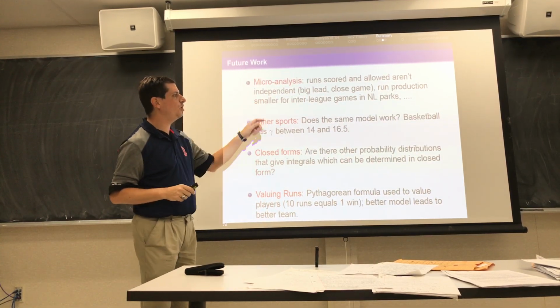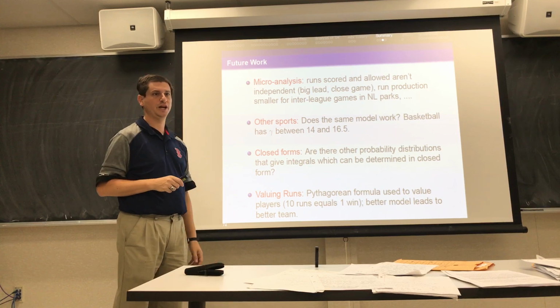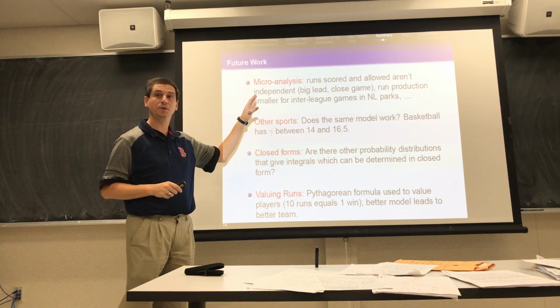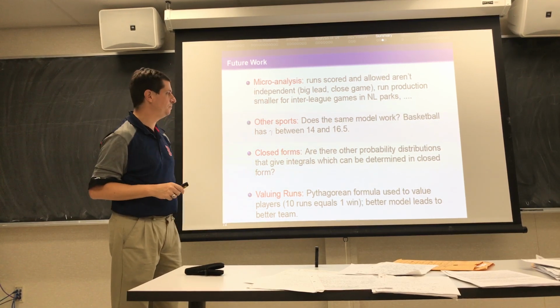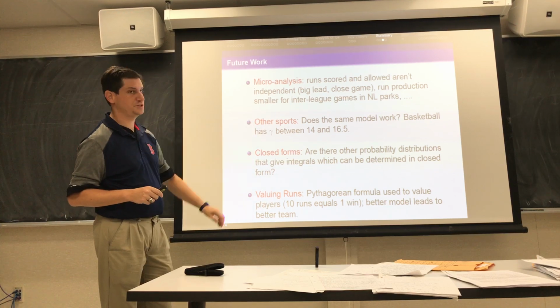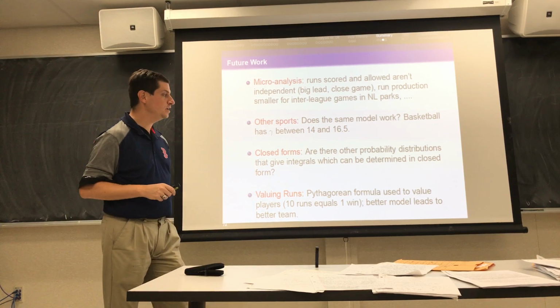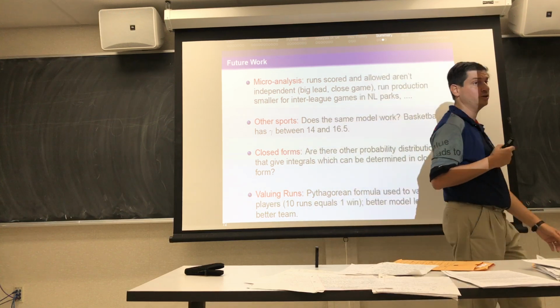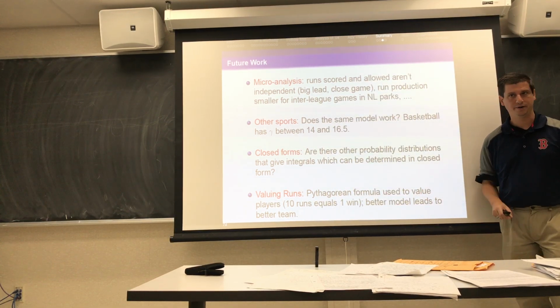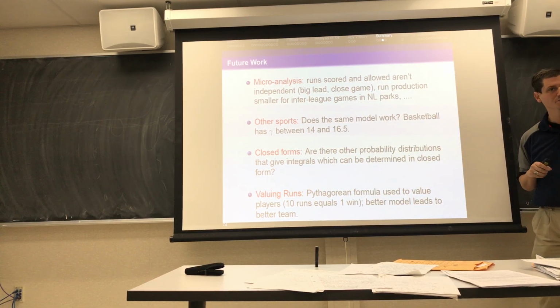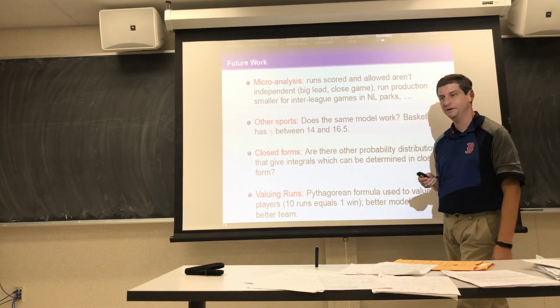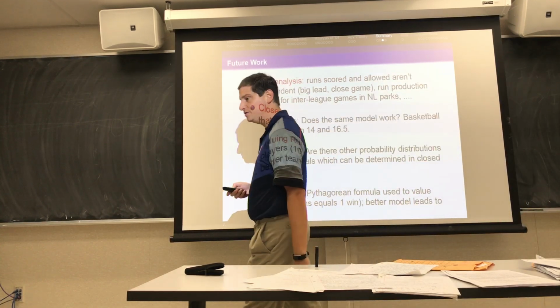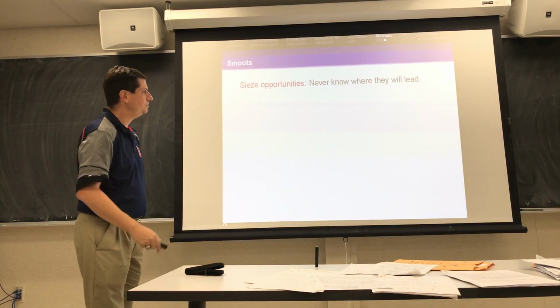You can take into account ballpark effects. That doesn't really help that much either, which is nice. It's nice that the simple model does such a good job. You can do things for other sports. You can try to find other probability distributions that might do a better job and can still lead to integrals that can be done in closed form. I've done linear combinations of Weibulls, which is not too bad. As I mentioned, it gives you a valuing of runs.